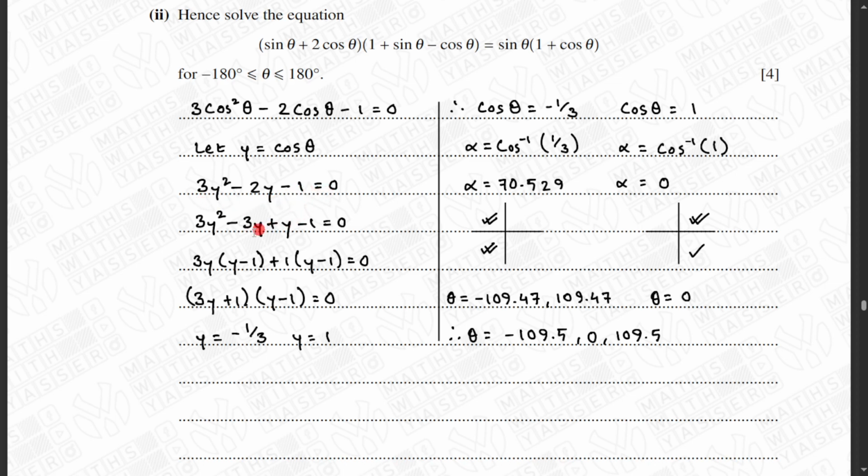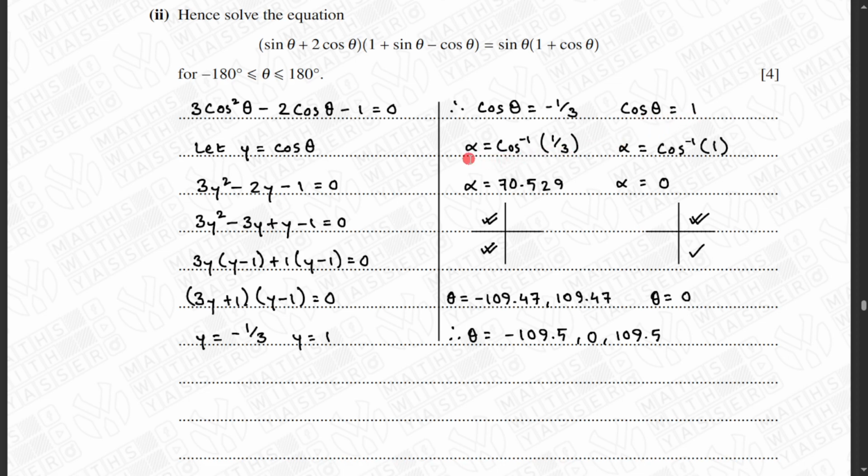Then we can do the middle term break and we get 3y squared minus 3y plus y minus 1 equals 0. We can take 3y common, which gives us y minus 1 within brackets, plus 1, again y minus 1 within brackets. So the factors are 3y plus 1 and y minus 1. So y should be -1/3 and y should be 1. Which means cos theta equals -1/3 and cos theta equals +1.